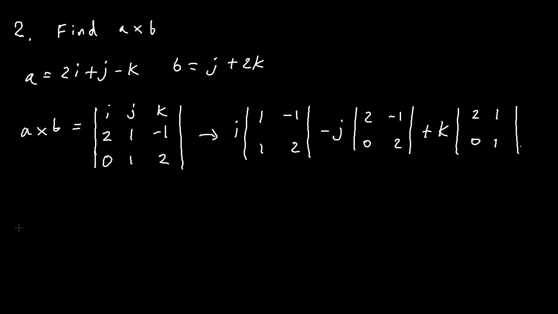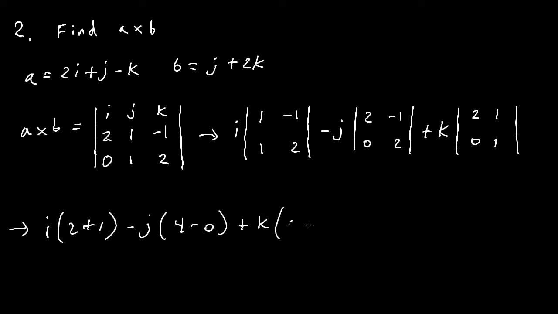So now when I evaluate, we'll go ahead and cross multiply. So we have i times 1 times 2, which is 2, minus negative 1 times 1, which is -1. Minus the -1 means +1. Then we have minus j times 2 times 2 is 4, and then minus 0 times -1, which is 0. And then plus k times 2 times 1 is 2, minus 0 times 1, which is 0.